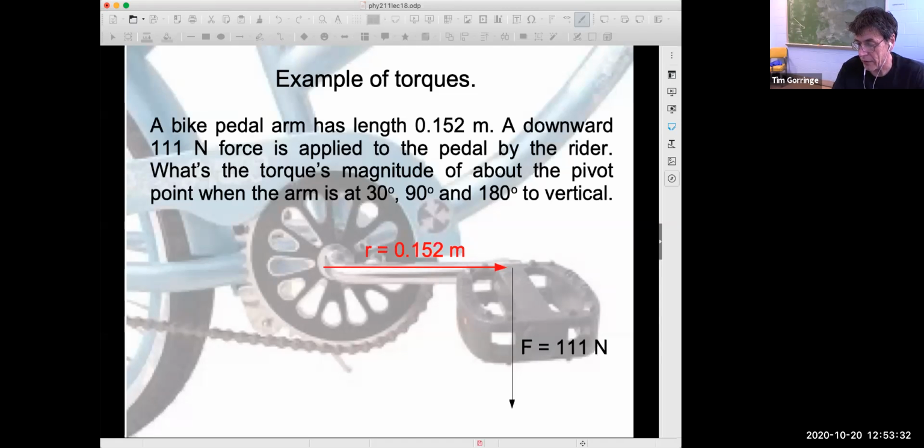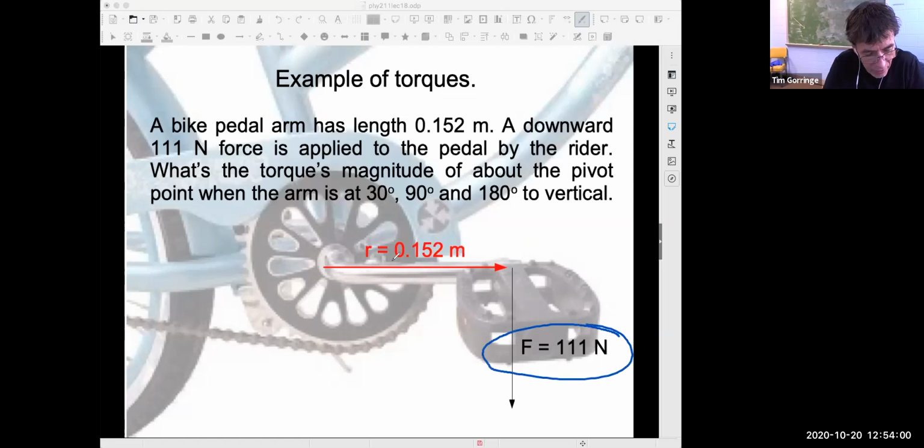So here's the information we're given. The length of the pedal arm is shown here in red. That's 0.15 meters, so 15 centimeters. I'm capable, apparently, of applying a 111 Newton force to the pedal with my foot. So that's the force here. Here's the force strength. Here's the distance the force is applied from the axis of rotation.